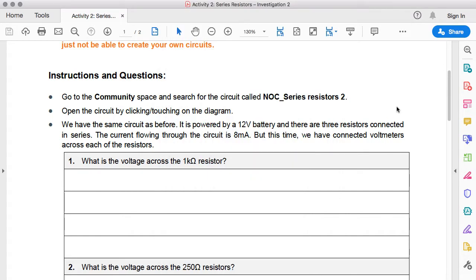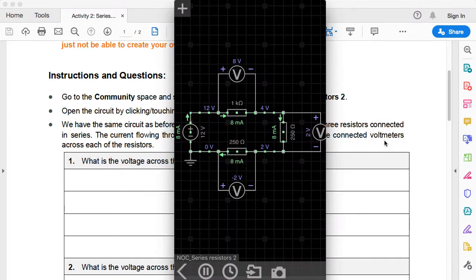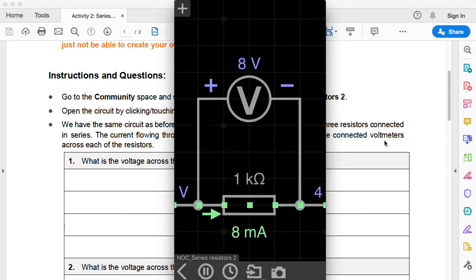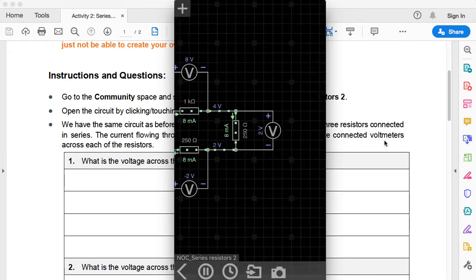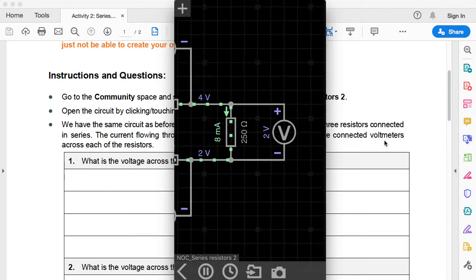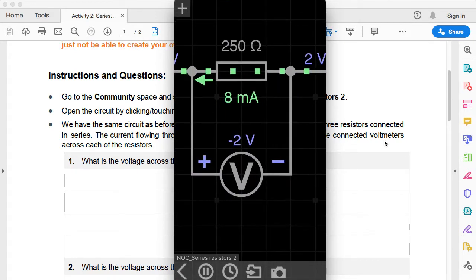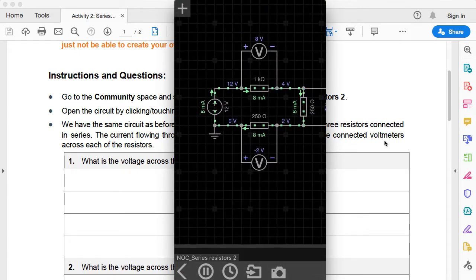But this time we have connected voltmeters across each of the resistors. So we can see the voltmeters over there. There's one voltmeter registering a voltage. Here is another voltmeter registering another voltage. And here is the third voltmeter also registering a voltage.